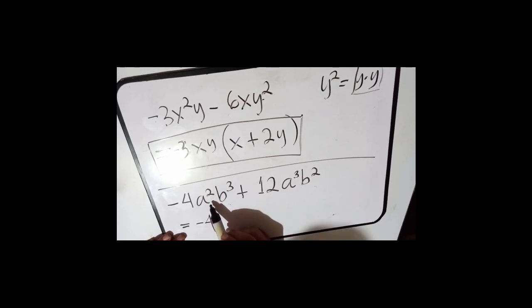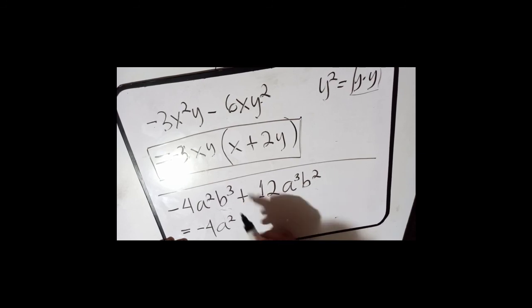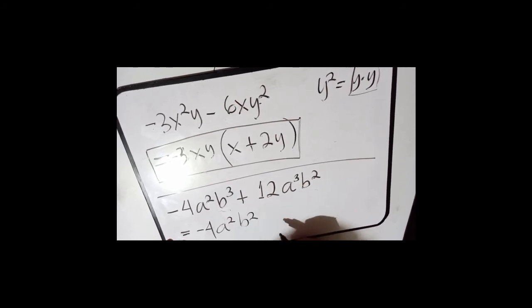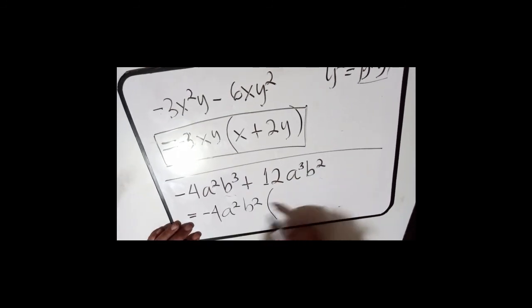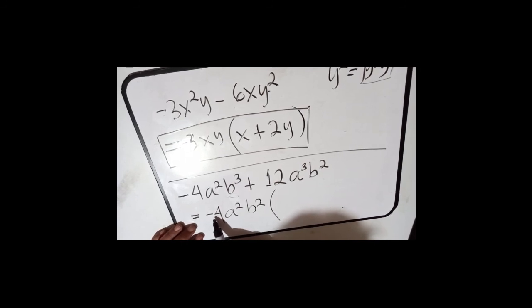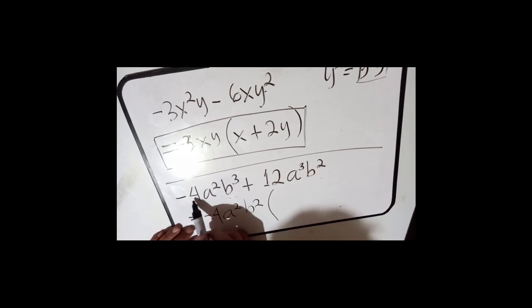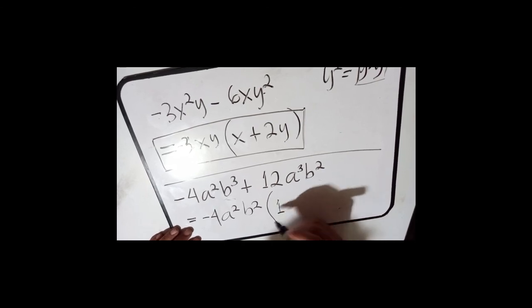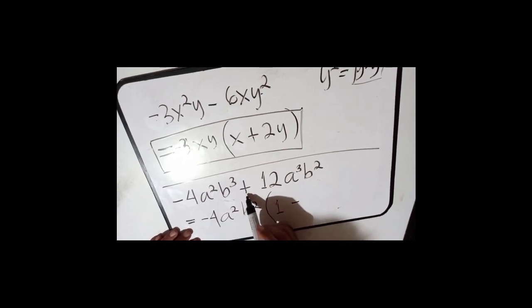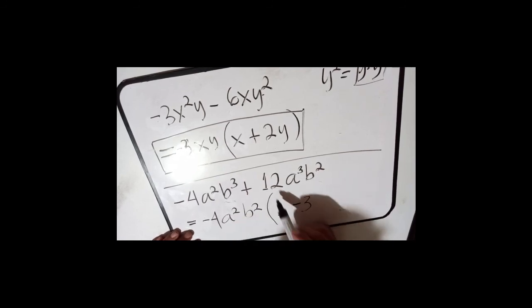Okay, so let's start with a. We can get a squared here because that is the lowest power, and we can get b squared here because both of these terms have b, no? And then what numbers can we multiply to negative 4 so that we'll have a result of negative 4a squared b squared? So just add here 1. Okay, then minus, why minus? Because negative times negative will enable us to get positive. Okay, 3 because 4 times 3 is 12.